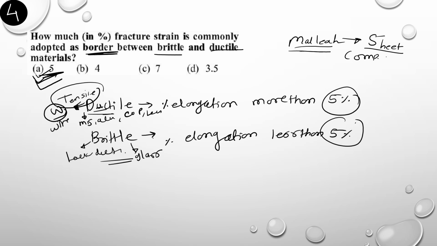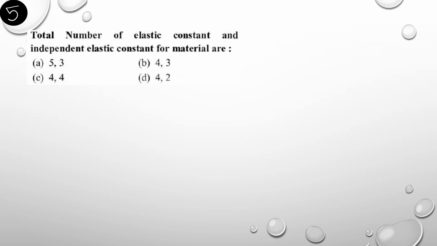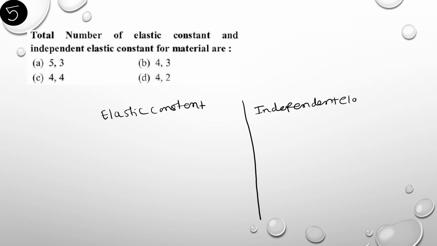Then the next question, the fifth question, is: total number of elastic constants and independent elastic constants for a material are. For that there are 3 categories. So here we make a column. In the first we take elastic constant, and in the second we take independent elastic constant.